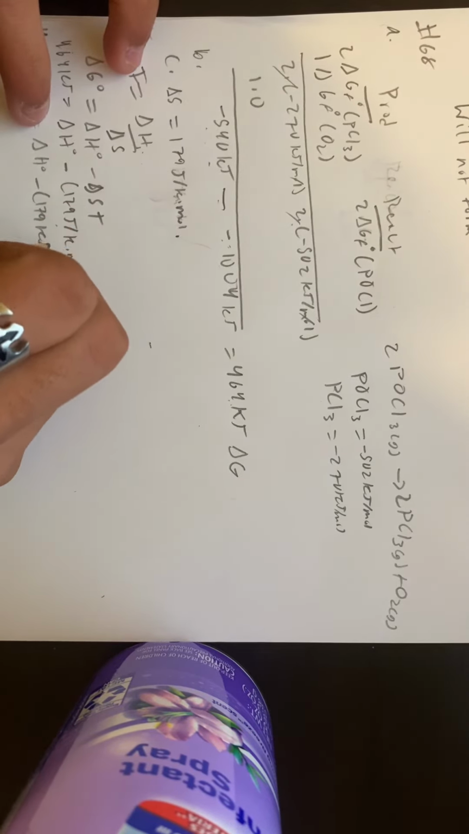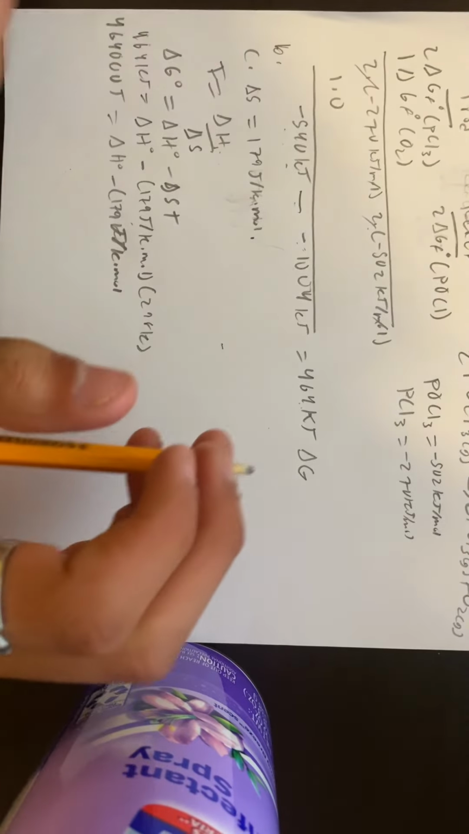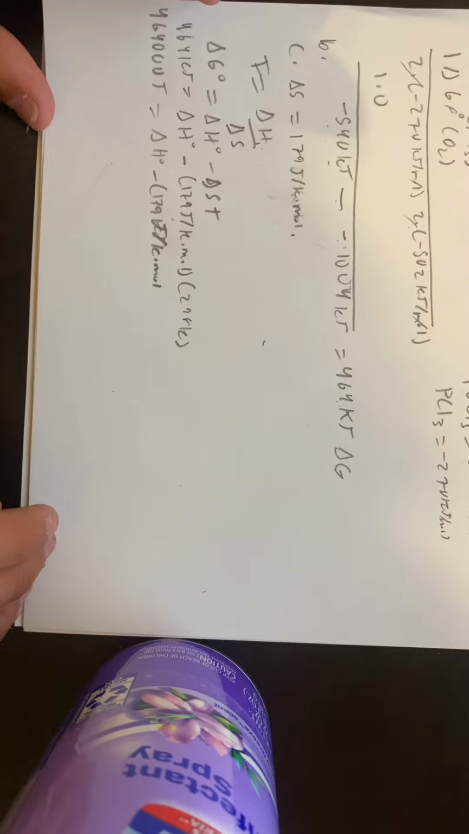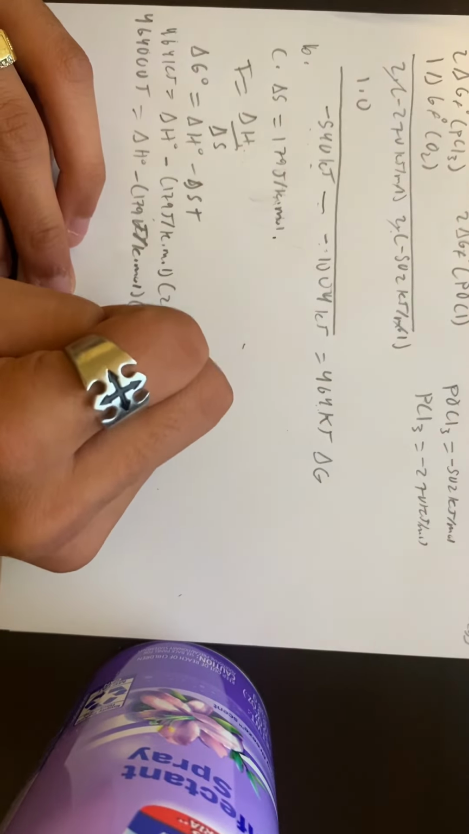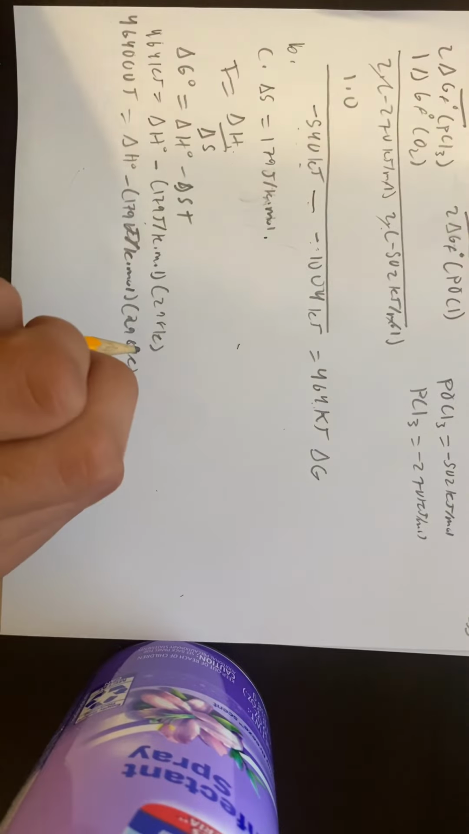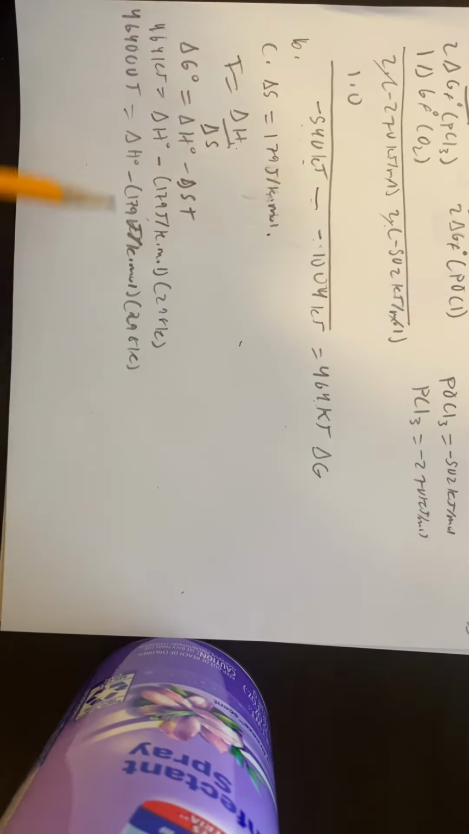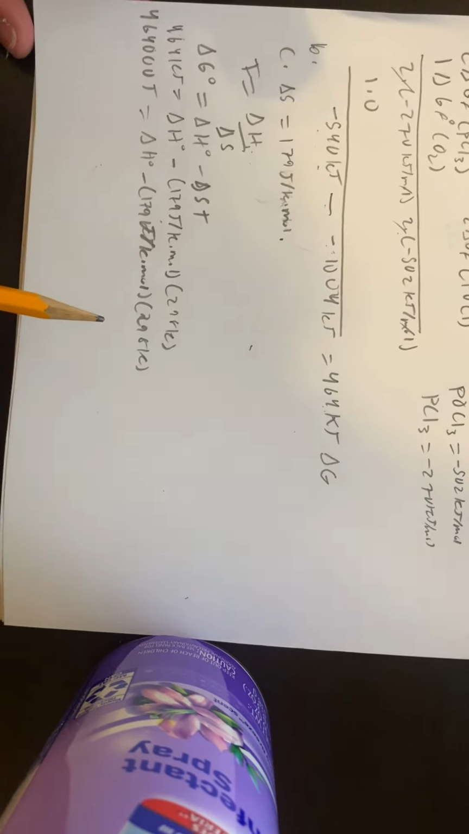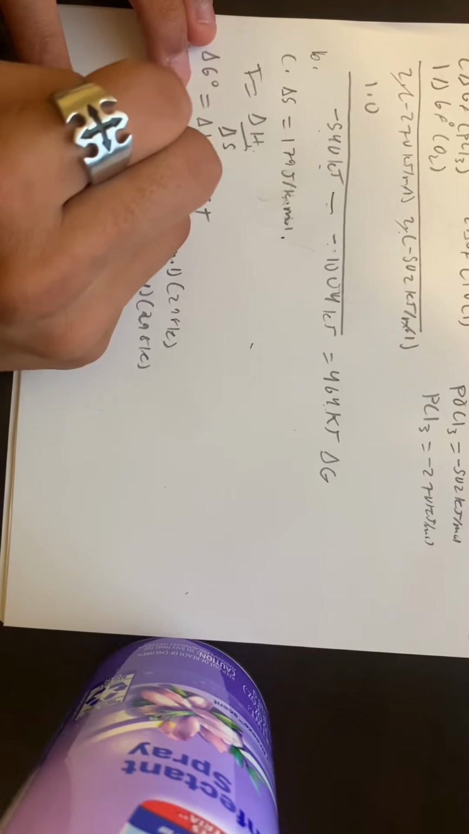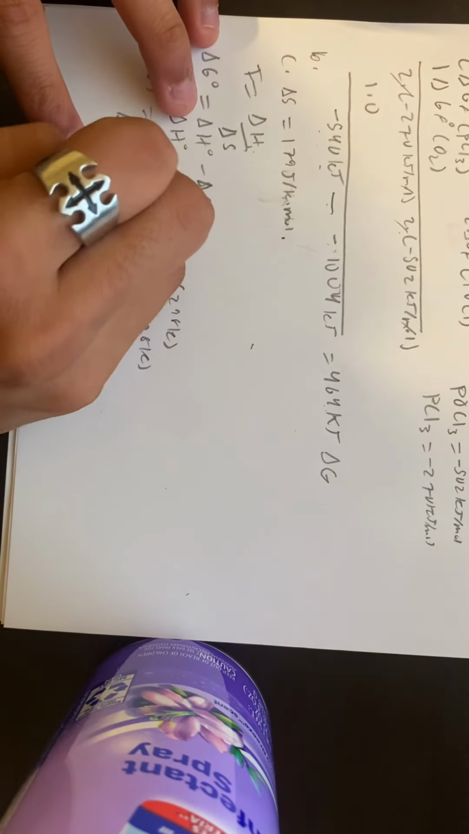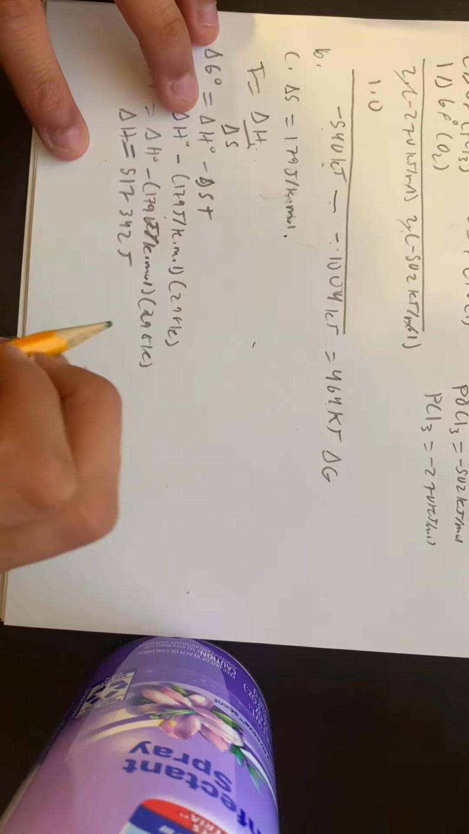179 joules per Kelvin times mole. I don't know why I keep reading it as kilojoules per mole. It's joules per mole, times 298 Kelvin. So after we solve it all out, we get a delta H equal to 517,342 joules.